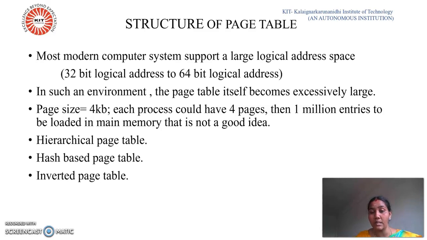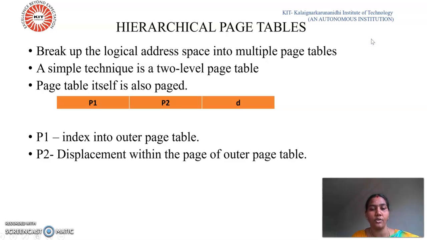To handle this drawback, we have three methodologies: hierarchical page table, hash page table, and inverted page table. We'll look at them one by one in the lectures. Hierarchical page table, as the name indicates, is a flow from the smallest to the biggest, or the biggest to the smallest. Anyway, it indicates a flow model.